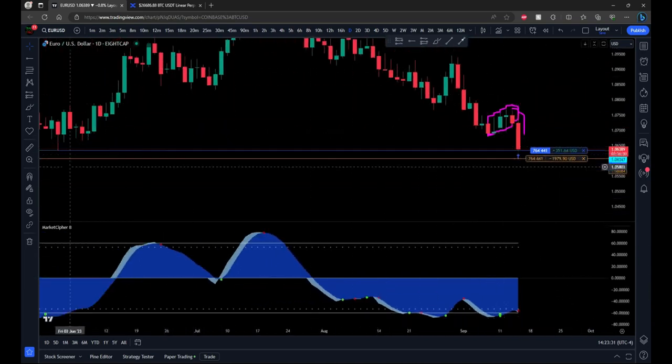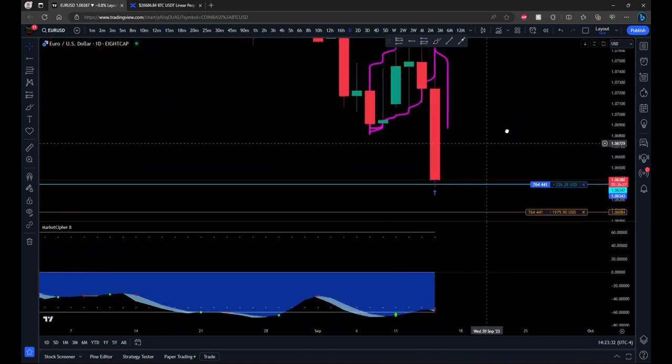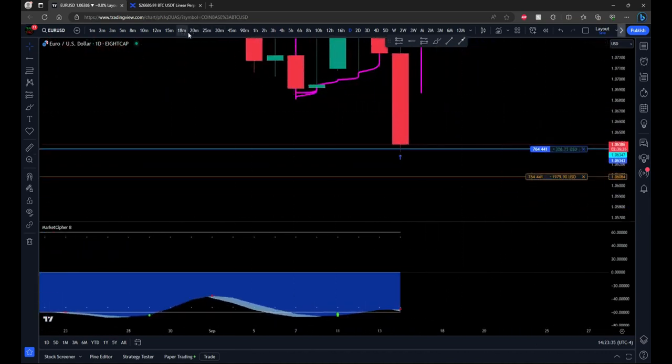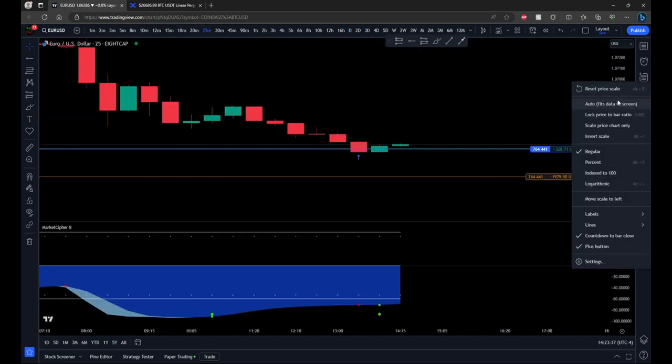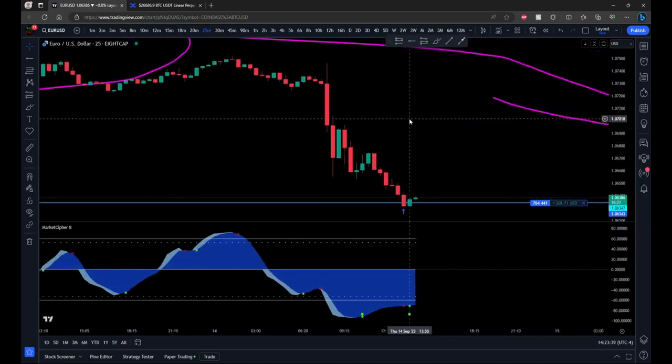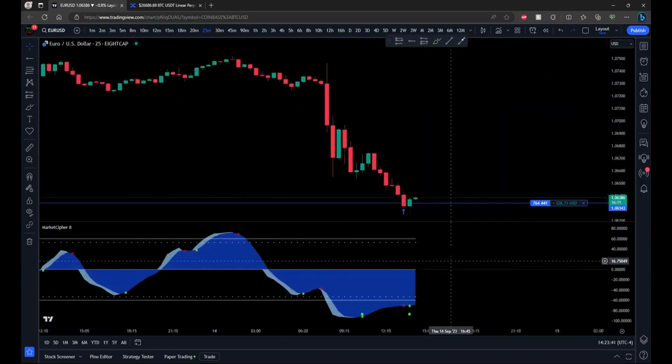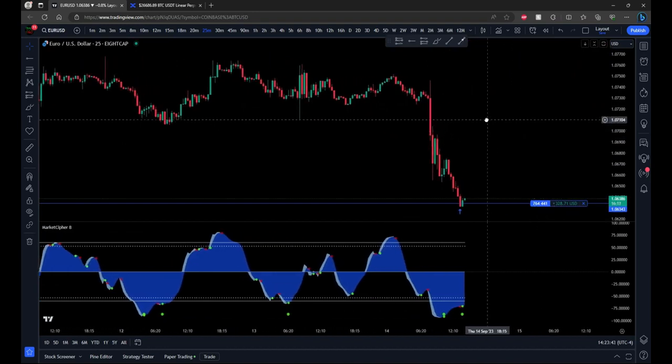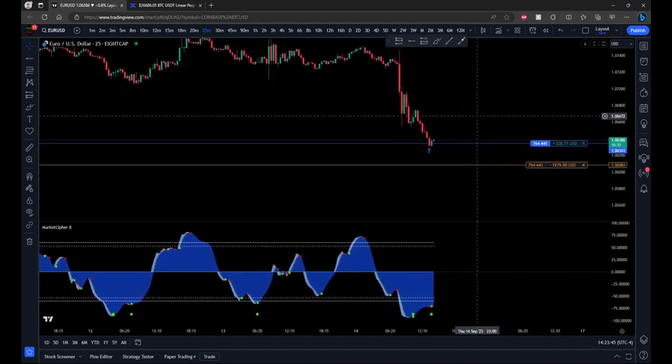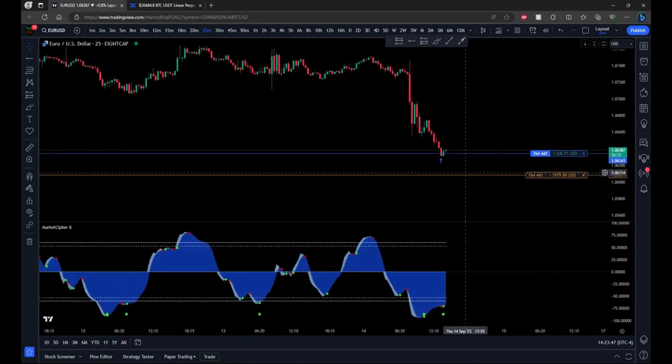Because we hadn't made it down to that level yet. Okay, so let's go down to a much lower time frame, fit this to our chart, get rid of some drawings. All right, so stop loss placement, take profit target, lower time frame divergence.